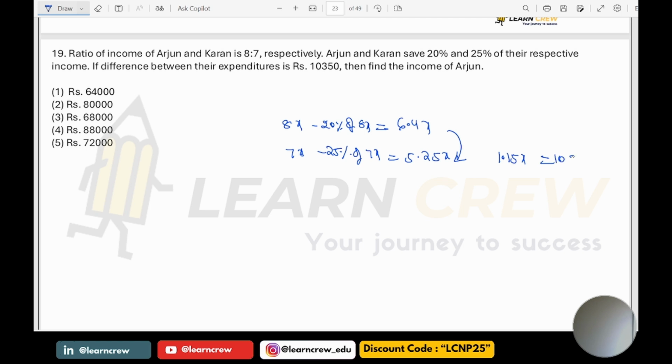This is given as 10,350. Thereby, I got x as 9,000. If x is 9,000, income of Arjun would be 8x. Therefore, 8x is 72,000. So, the option is the fifth option.